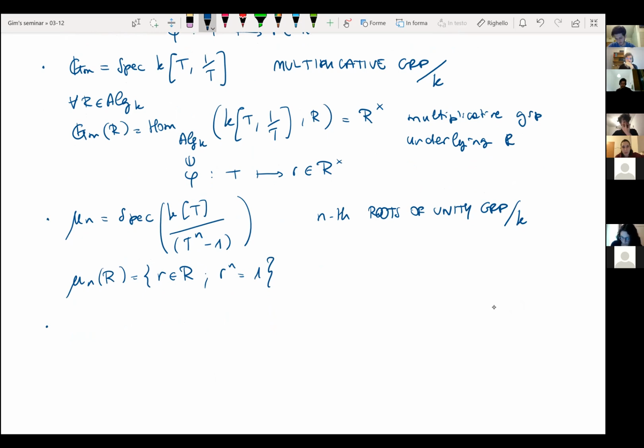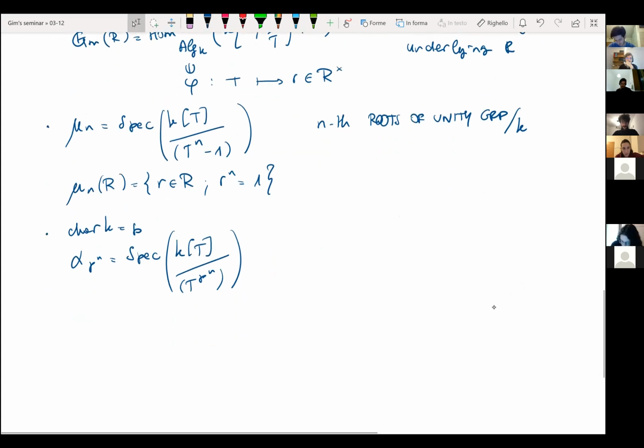Finally, if we consider a field K of characteristic p, we can consider alpha p^n, which is the spectrum of K[t]/(t^(p^n)). So now you see that alpha p^n of any K algebra R are the elements r in R such that r^(p^n) is equal to 0. And now, since we are in characteristic p, this is a group with respect to addition.